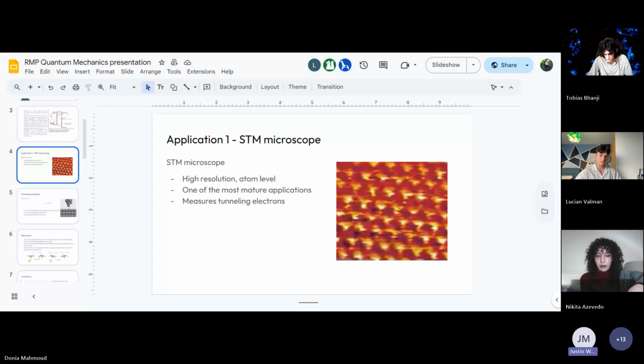Okay, so the first application to talk about is STM, or Scanning Tunneling Microscope. It is used to produce images to atomic resolution, basically relying on the relationship between tunneling probability and distance, which is the same formula we just looked at. Next slide, please.